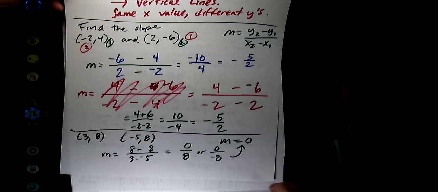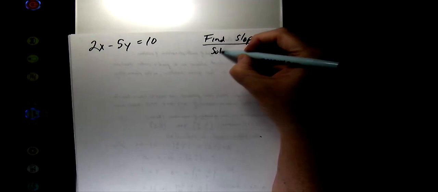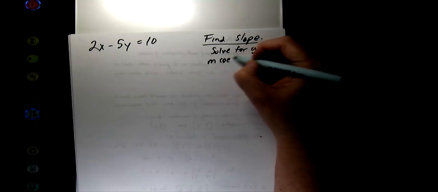Alright, so if we don't have points and we have an equation, we can find the slope from an equation too. So let's say we have 2x minus 5y equals 10. We don't have points, but we still want to find the slope. To do that, solve for y. And the slope is the coefficient for x.